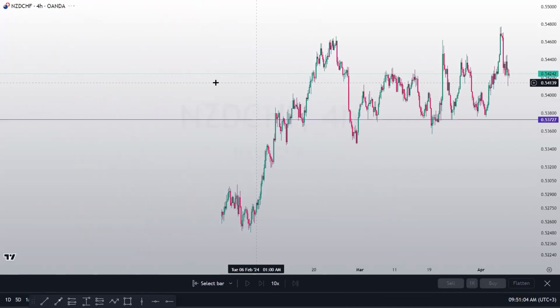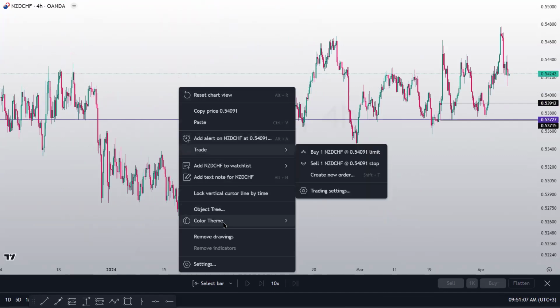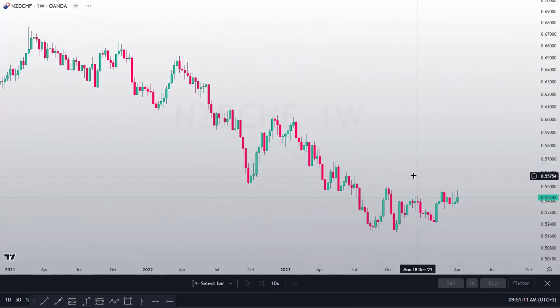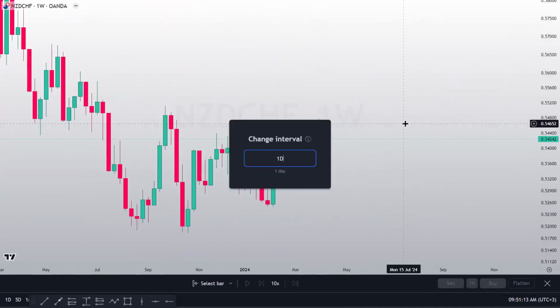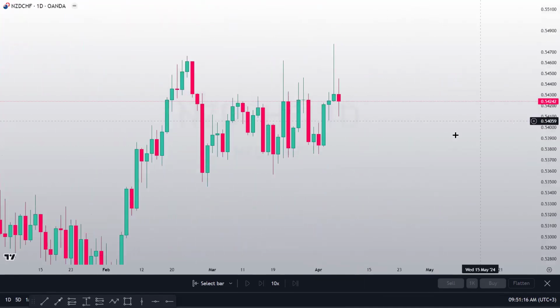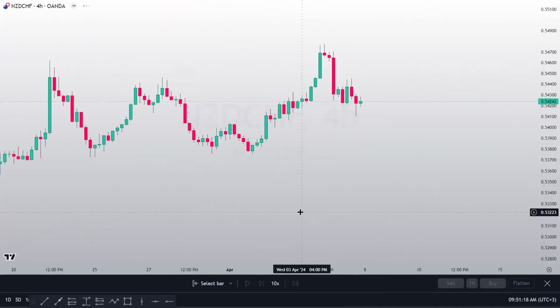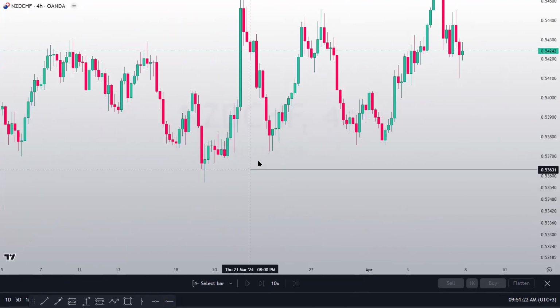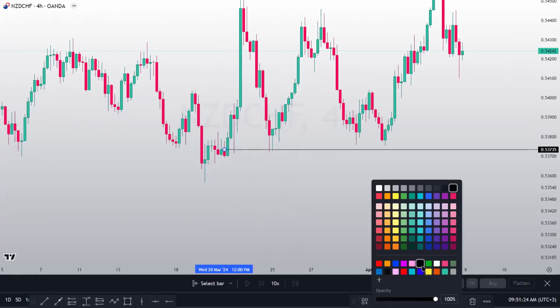Also, let us talk about the NZDCHF. On the NZDCHF, it was on the weekly time frame. If you observe clearly, let me try to look where the actual entry was taken. The entry was taken on this liquidity, on this shift right here.